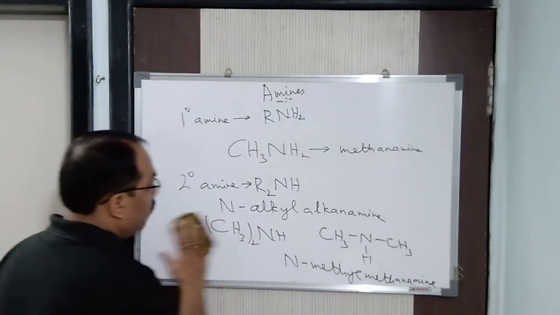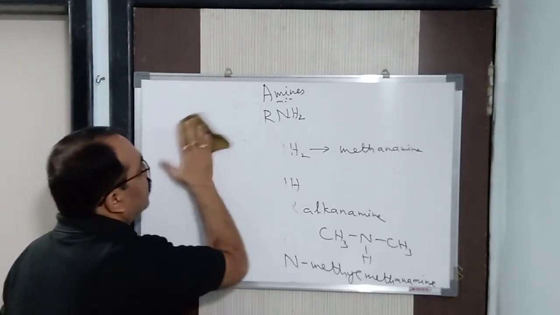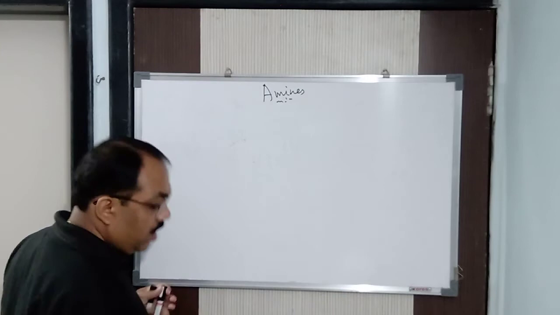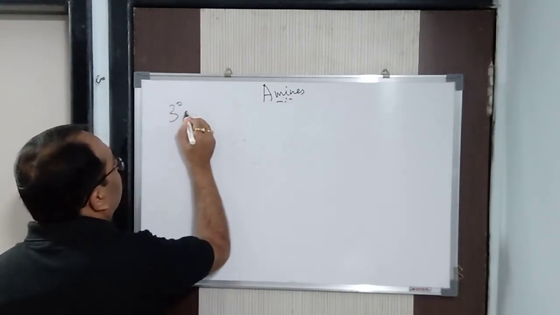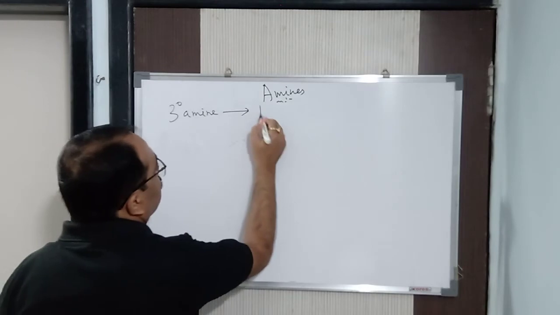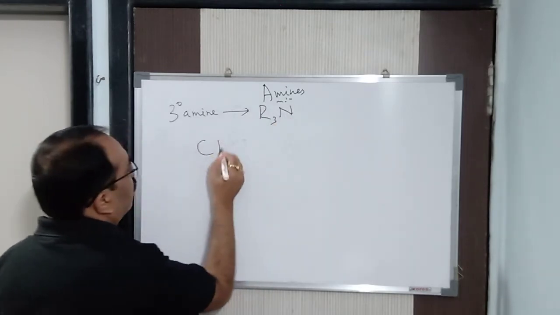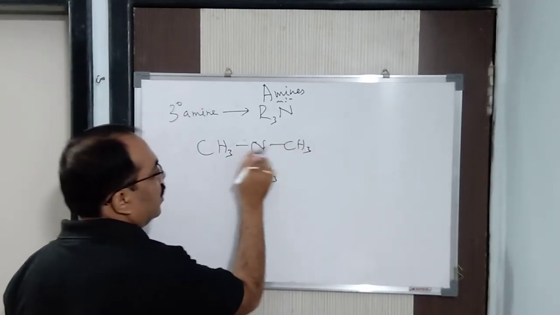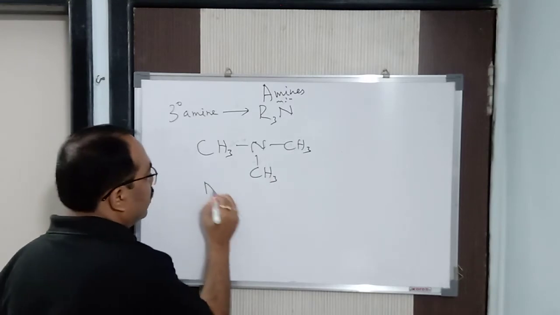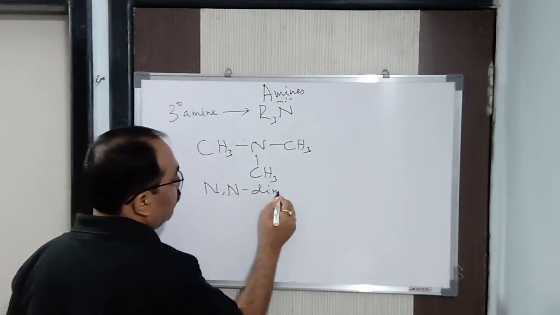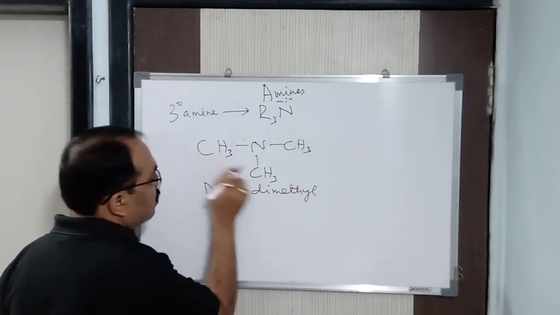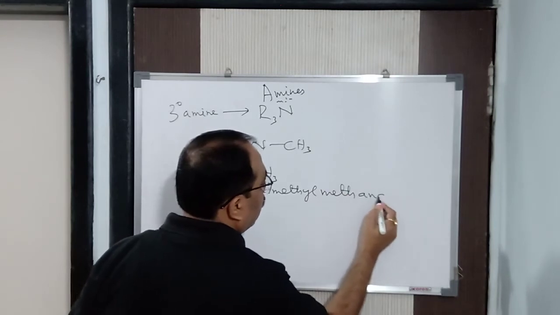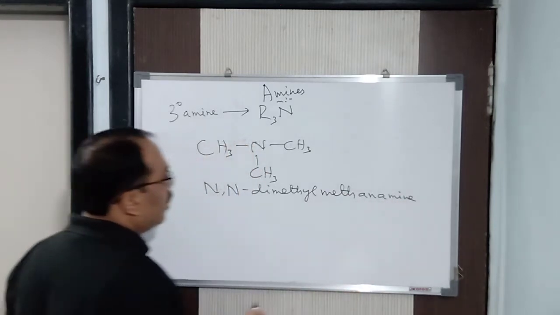Now we can also have 3 degree amines. What is a 3 degree amine? R3N. The general formula is R3N, like CH3 on N, CH3, and here CH3, because nitrogen can have 3 bonds. So what is the name? It is N,N-dimethyl methanamine.